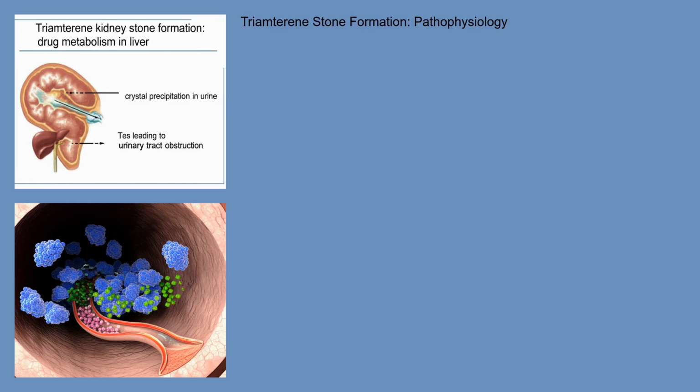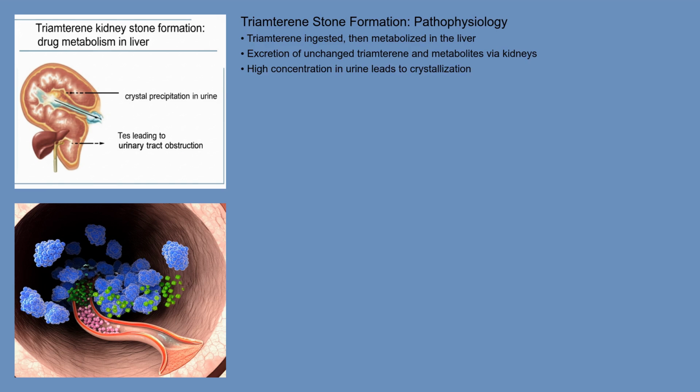The pathophysiology of Triamterene stone formation is fairly straightforward. After ingestion, Triamterene is metabolized in the liver. Some of the unchanged Triamterene and its metabolites are then excreted by the kidneys. If the concentration of these substances in the urine becomes too high, particularly in the presence of dehydration or acidic urine, they can precipitate out of solution and form crystals. These crystals then aggregate over time, potentially forming larger stones that can obstruct the urinary tract.